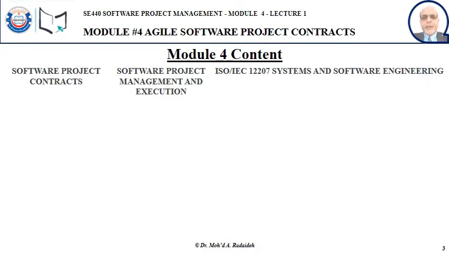This slide elaborates on the content of Module 4, which comes in three parts: software project contracts, software project management and execution, and then the ISO IEC 12207 standard for systems and software engineering life cycle.